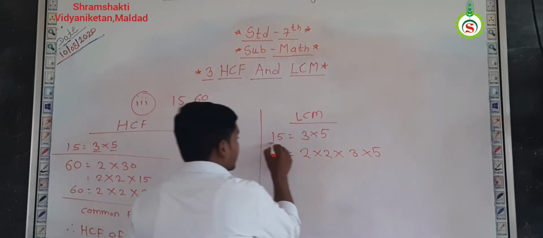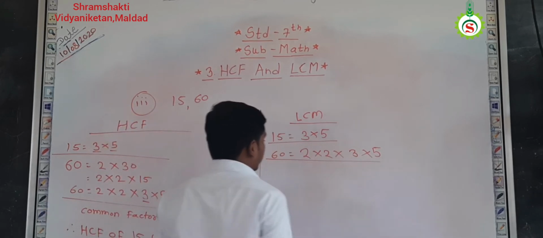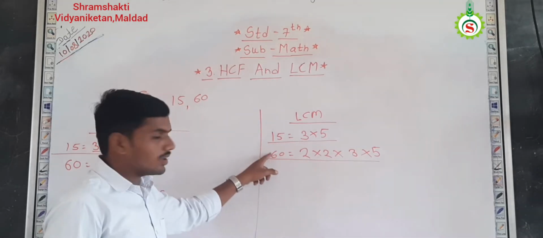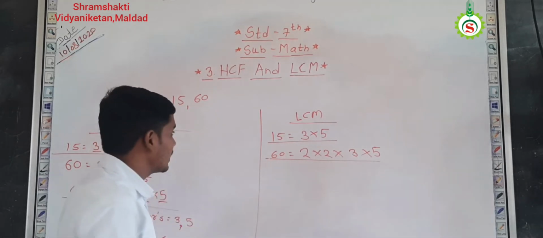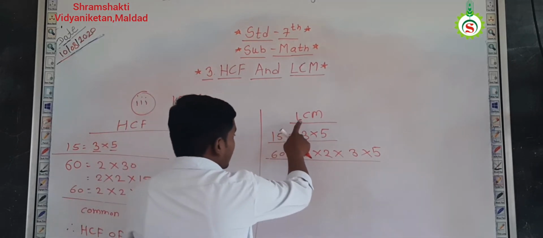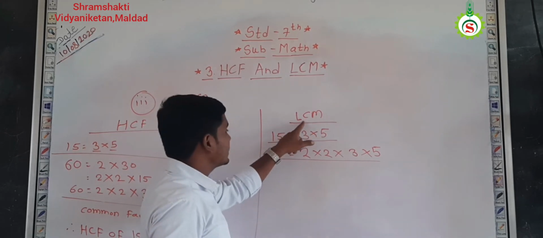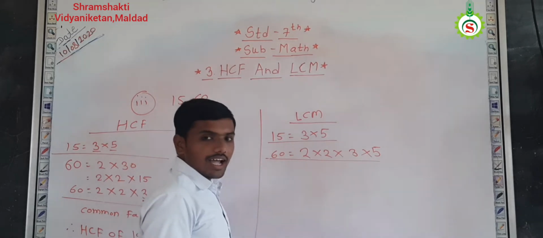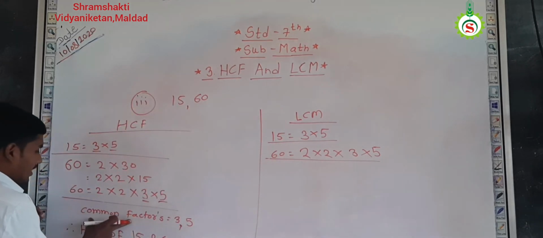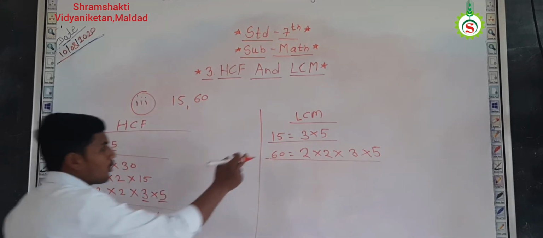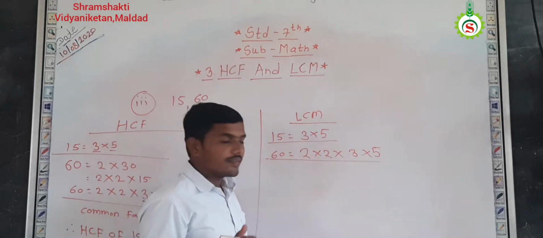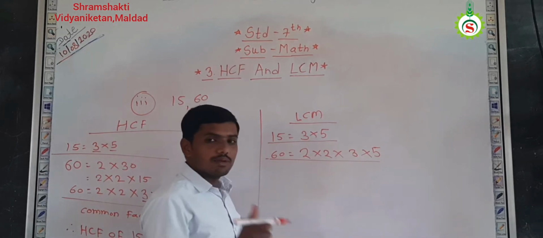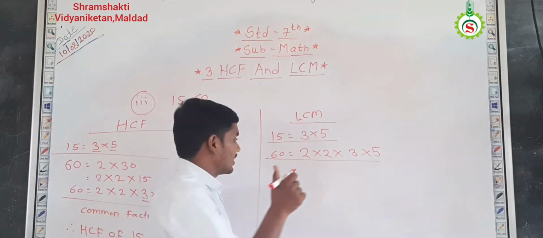Now that is the factors of 15 and 60. Now what I have to find out? LCM, that means least common multiple. For HCF I have taken the common factors. Now for LCM what I have to take? I have to take the maximum occurrence of all the factors.